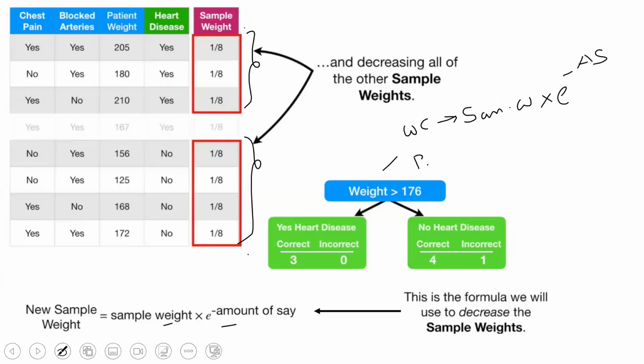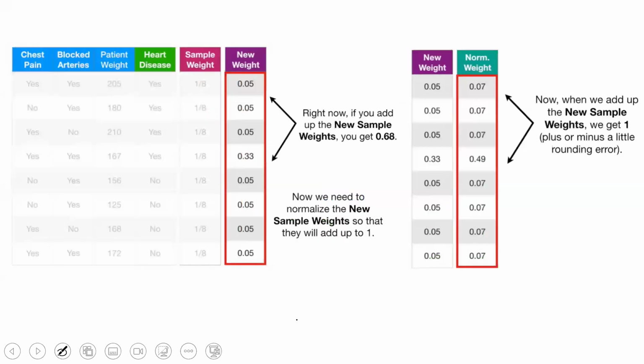For rightly classified records, for the right classifications, the new weight is equal to sample weight into, sorry, this is plus, right? For wrongly classified, it is e to the power of amount of say. For the right classifications, it is e to the power of minus amount of say. So that is the only difference, plus and minus. Now let's understand how this e to the power of minus amount of say looks in a graph when plotted with amount of say.